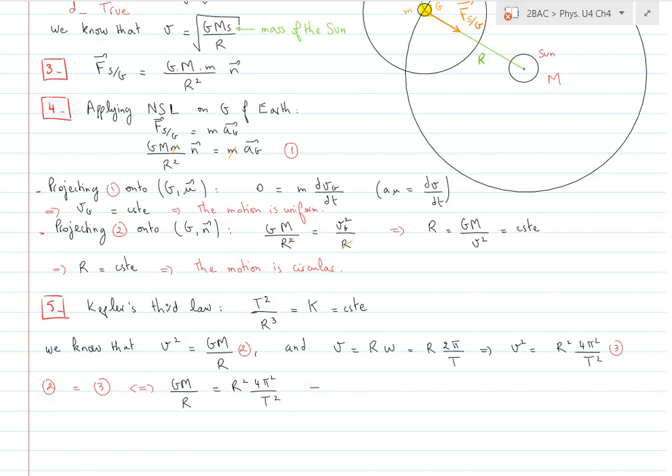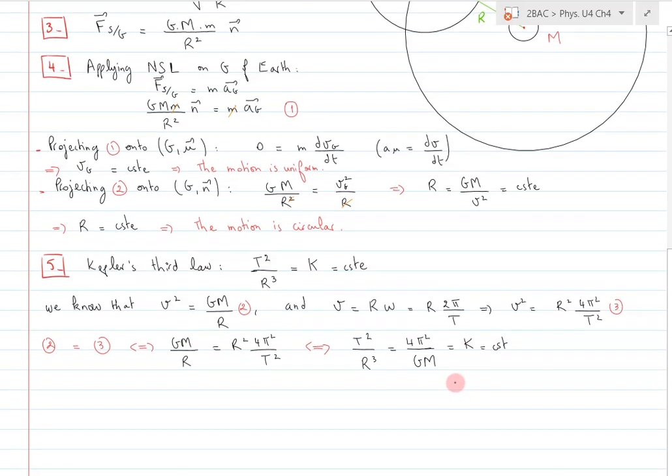So rearranging this equation gives me the following: T square over R to the power 3 is equal to 4 pi square over GM. So 4 pi is obviously constant, G is a constant, and M is a constant. So all of this is equal to K, which is equal to a constant. So we have demonstrated that.